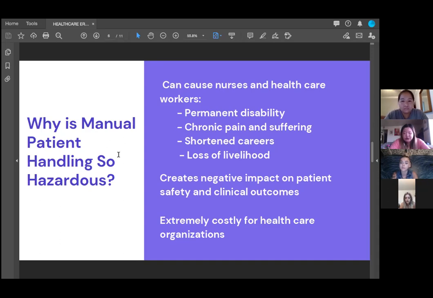Injuries associated with manual patient or resident handling can cause nurses and healthcare workers permanent disability, chronic pain and suffering, shortened careers, and loss of livelihood. It creates a negative impact on patient safety and clinical outcomes, and it is extremely costly for healthcare organizations. Thank you for that, El.